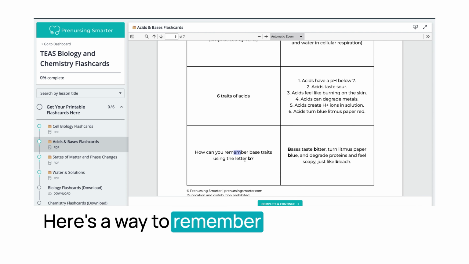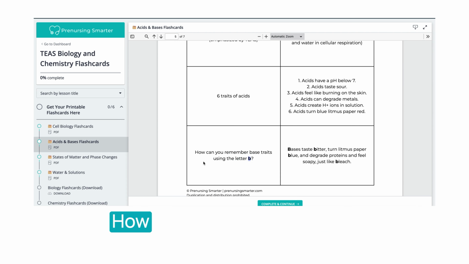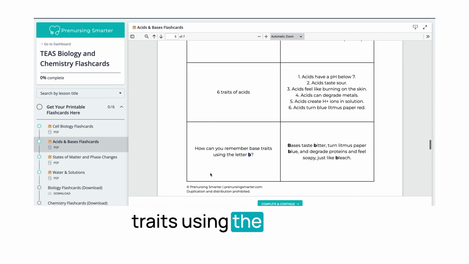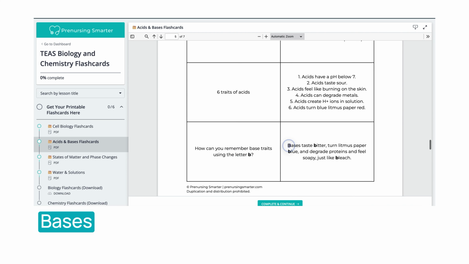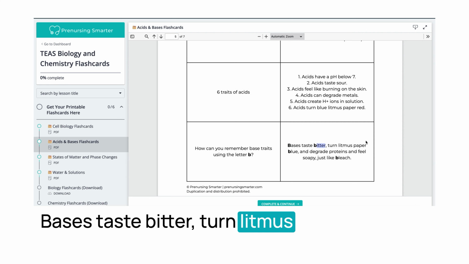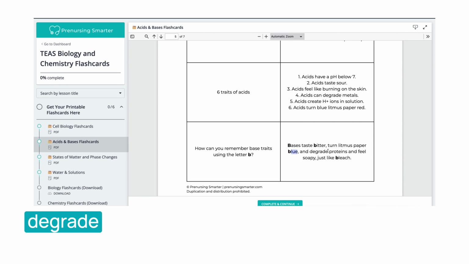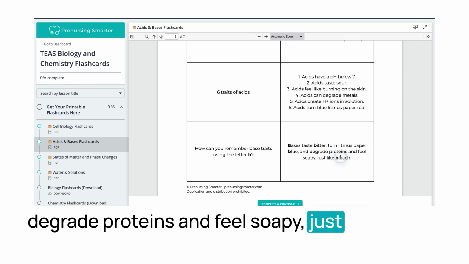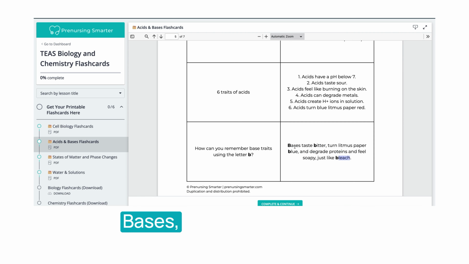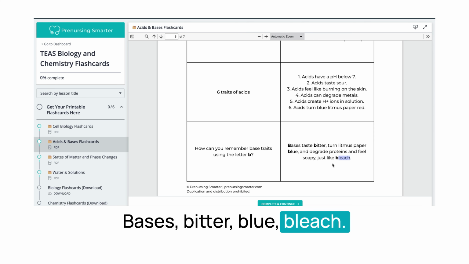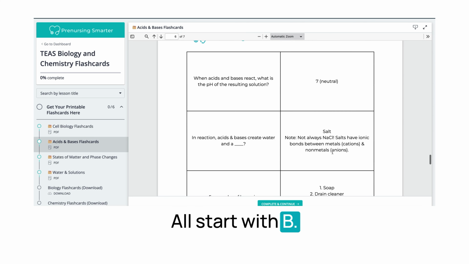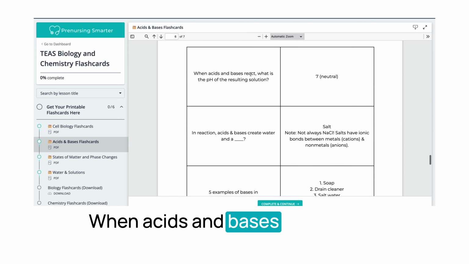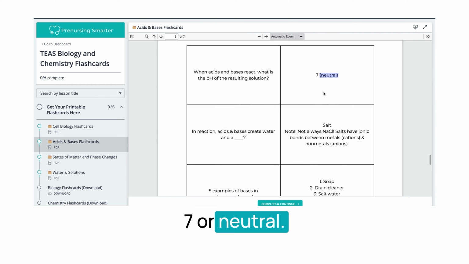Here's a way to remember the traits of bases. How can you remember base traits? Using the letter B. Bases taste bitter, turn litmus paper blue, degrade proteins, and feel soapy, just like bleach. Bases: bitter, blue, bleach. When acids and bases react, what is the pH of the resulting solution? 7, or neutral.